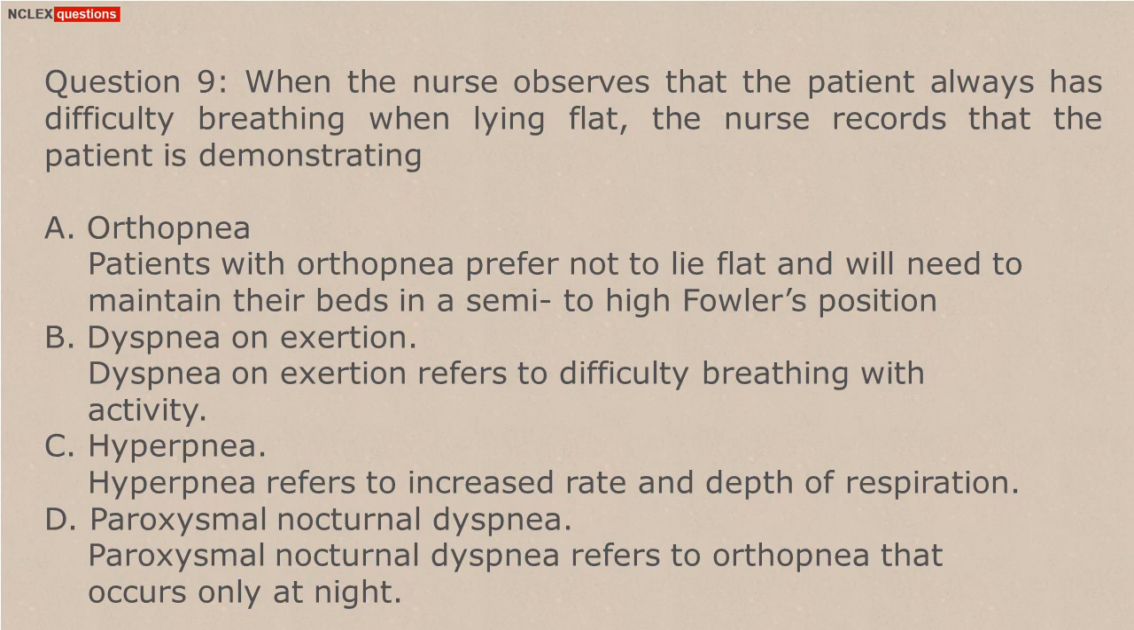B. Dyspnea on exertion. Dyspnea on exertion refers to difficulty breathing with activity. C. Hypopnea. Hypopnea refers to increased rate and depth of respiration. D. Paroxysmal nocturnal dyspnea. Paroxysmal nocturnal dyspnea refers to orthopnea that occurs only at night. Answer A.